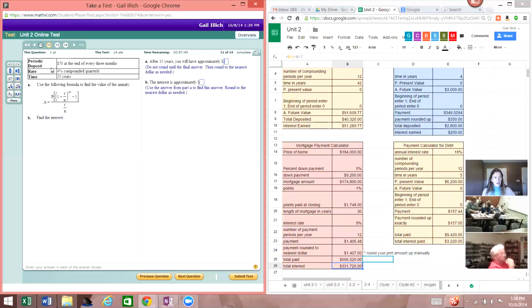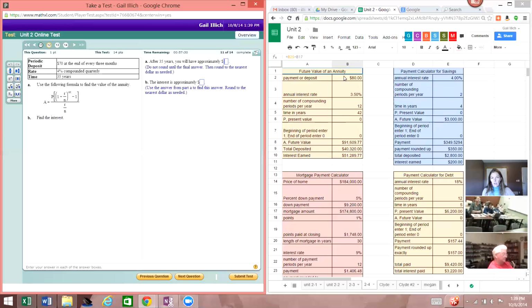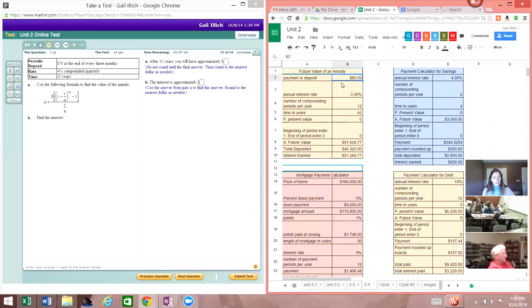All right, number 12. It says, this is like an annuity, right? We're going to put $70 at the end of every 3 months, 4% compounded quarterly. We want to find the future value in 35 years. So this is the future value of an annuity. 70 is the payment, and we have an interest rate of 4%. How many times per year if we put it in every 3 months? 4. Good.